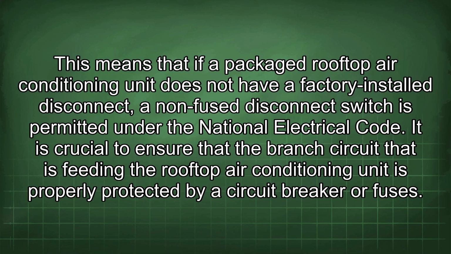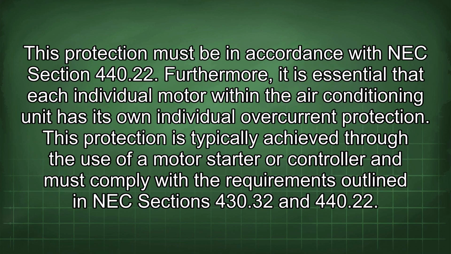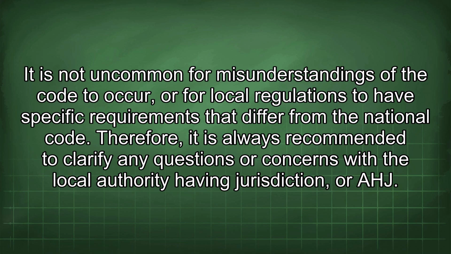It is crucial to ensure that the branch circuit that is feeding the rooftop air conditioning unit is properly protected by a circuit breaker or fuses. This protection must be in accordance with NEC Section 440.22. Furthermore, it is essential that each individual motor within the air conditioning unit has its own individual overcurrent protection. This protection is typically achieved through the use of a motor starter or controller and must comply with the requirements outlined in NEC Sections 430.32 and 440.22.